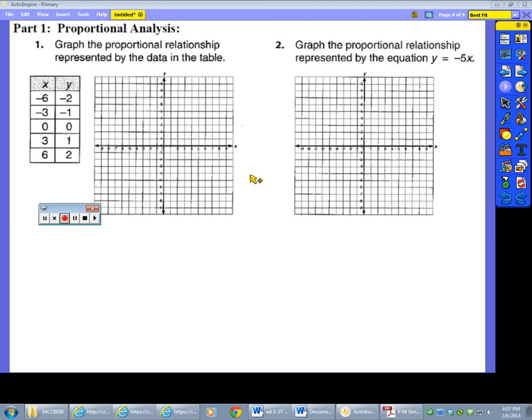Alright, here we go. I'm going to briefly explain how to do this assignment, and we're going to start off with part 1, proportional analysis. It says graph the proportional relationship represented by the data in the table.